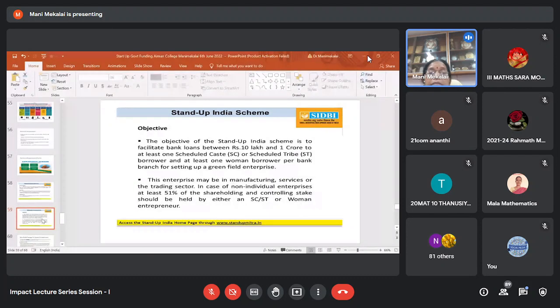Another scheme is called the Stand Up India scheme, which I have already mentioned. The main aim is to facilitate bank loans between 10 lakhs and 1 crore, for at least one scheduled caste or tribe borrower and at least one woman borrower. Stand Up India is really to make the people who have been excluded and marginalized stand up. That is why the name itself is Stand Up India. So it insists that there have to be men and women, and the scheduled caste community must also be added.